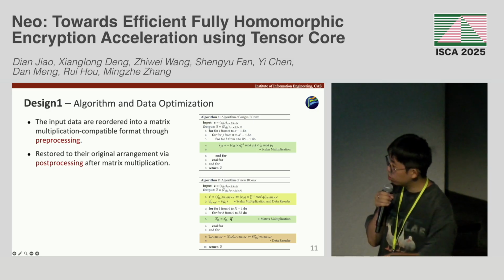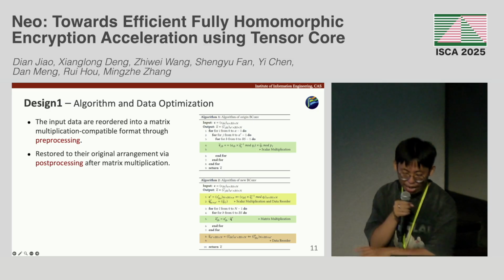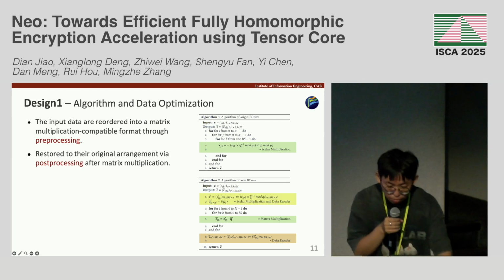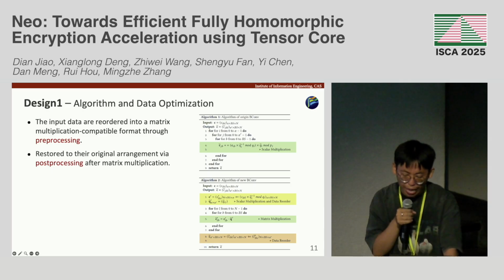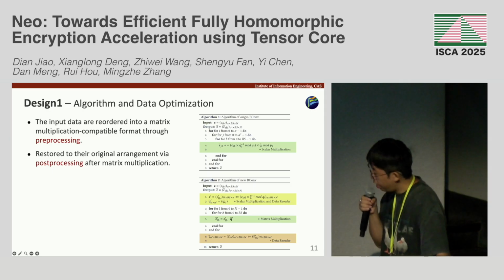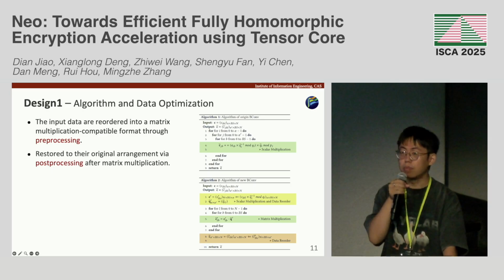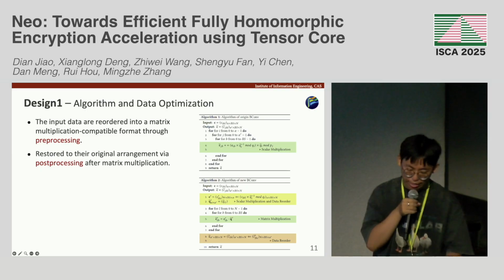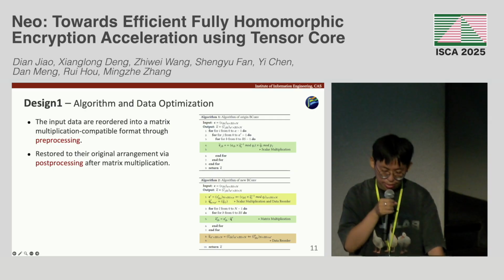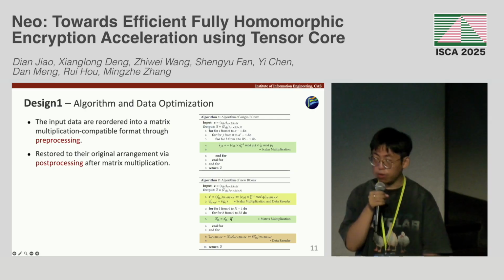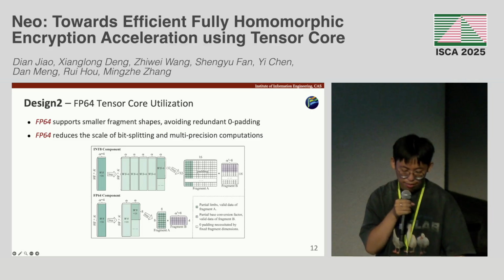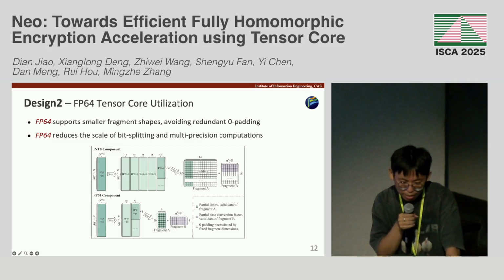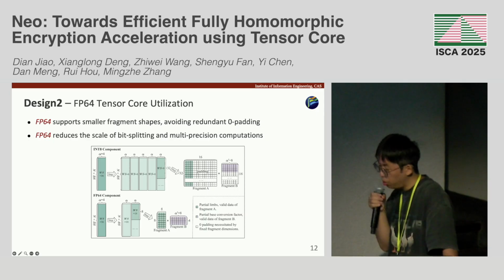From the pseudocode, you can see that we have introduced pre-processing and post-processing steps to handle data reordering and restoration. Experimental results have shown that this additional overhead is minimal and barely affects overall performance. The second key design is the in-depth utilization of Tensor Core's floating point components.